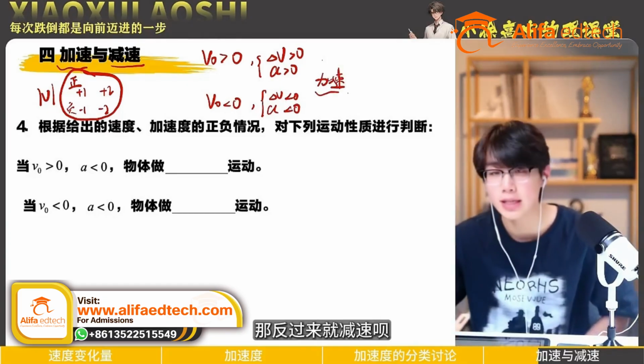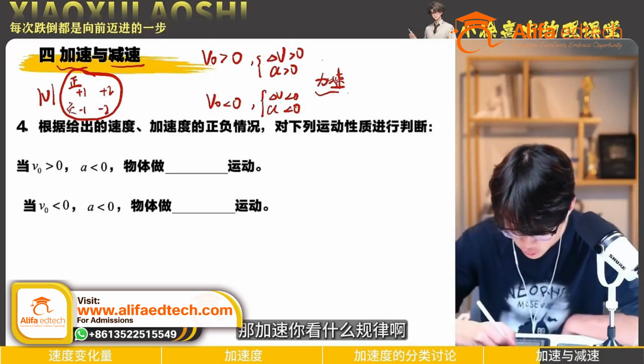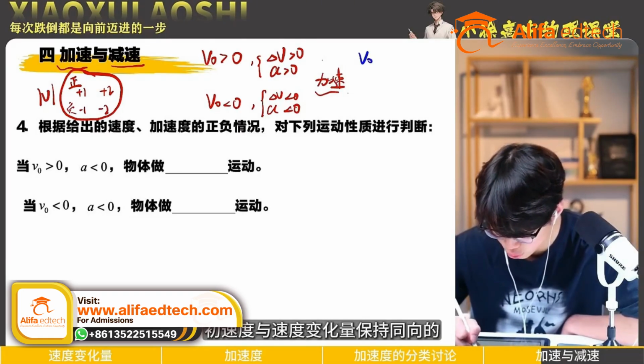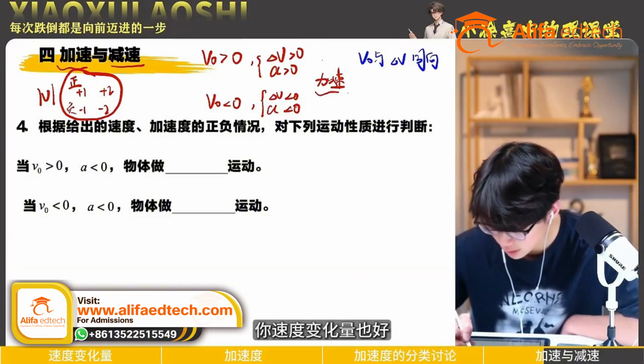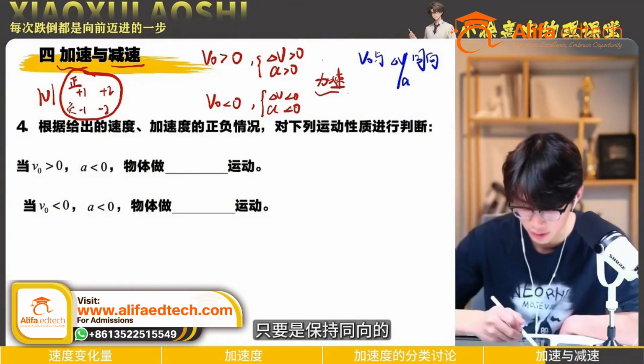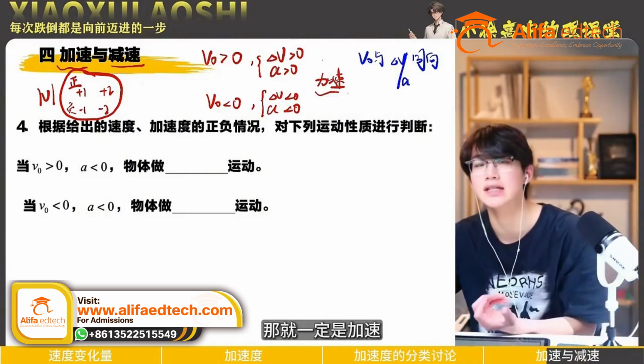Then conversely, it's deceleration. So what's the rule for acceleration? Basically, the initial velocity and the change in velocity are in the same direction. Whether it's the change in velocity or the acceleration, as long as they are in the same direction, it must be acceleration. And the opposite is deceleration.